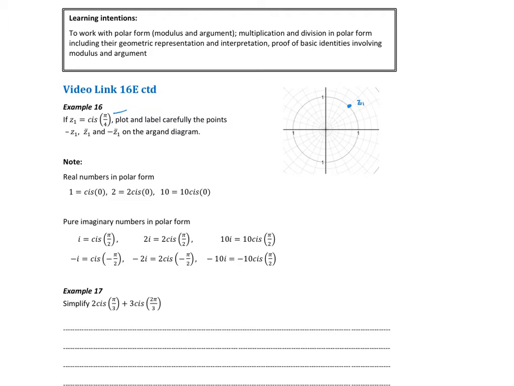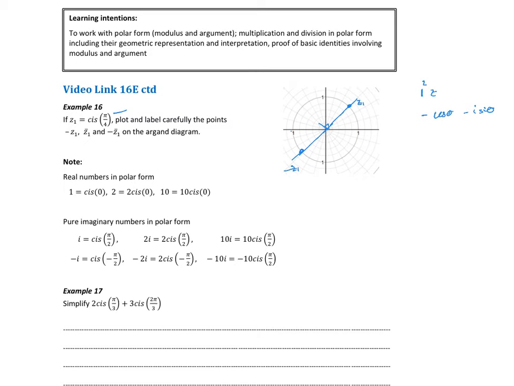So what happens, what is negative Z1? Two ways to think about it. Negative Z1 is the same as i squared Z1, so it shifts 180 degrees around, or it's negative cos theta minus i sine theta. So both components are made negative, so it's negative across, negative down, or 180 degrees around the circle. So that's negative Z1.